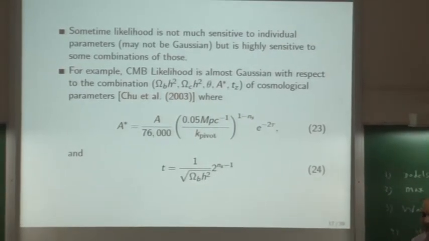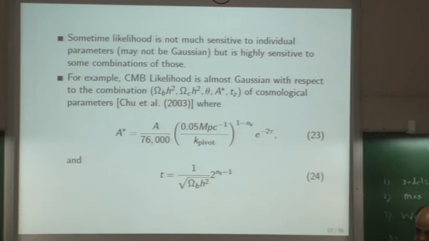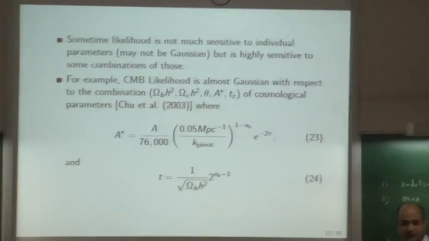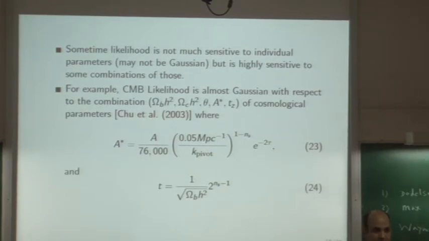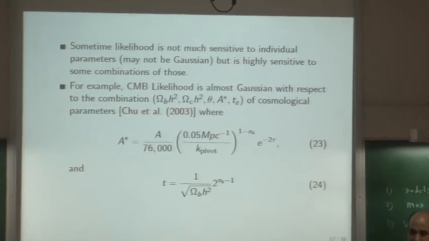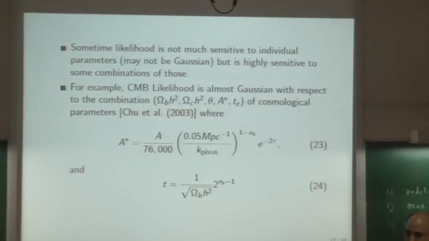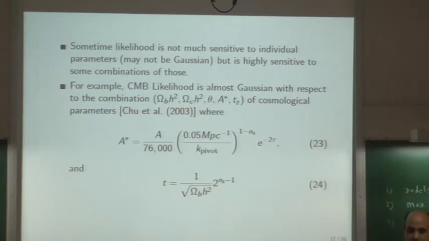Sometimes likelihood is not very sensitive to individual parameters, but it is highly sensitive to some combination of those parameters. Now just imagine likelihood is like a surface, what we call the likelihood surface. There is no reason why this surface should look like a Gaussian surface or a parabola. I mean, log likelihood will look like a parabola, but there is no reason for that. If you have chosen some bad parameters, likelihood may not look Gaussian.